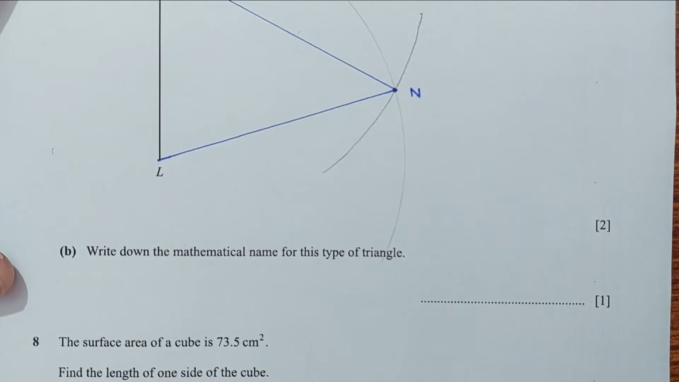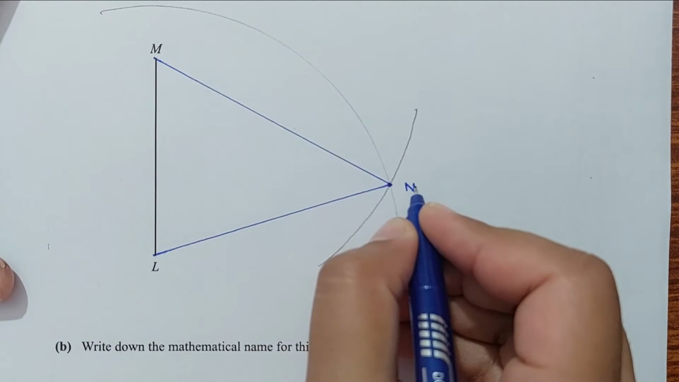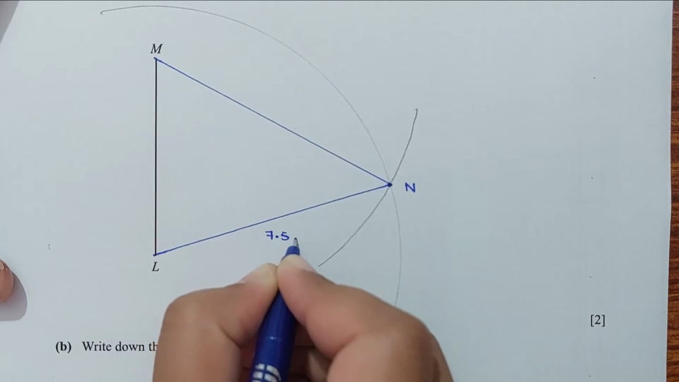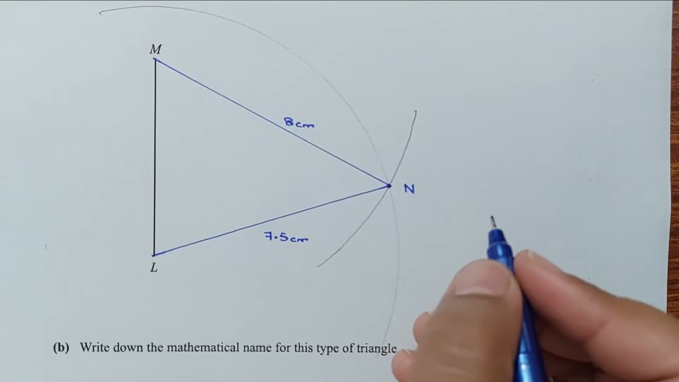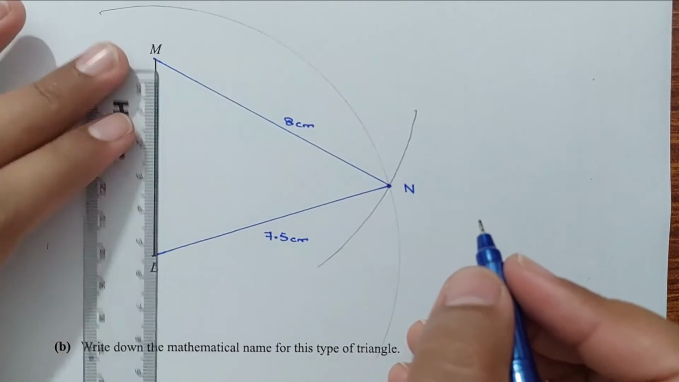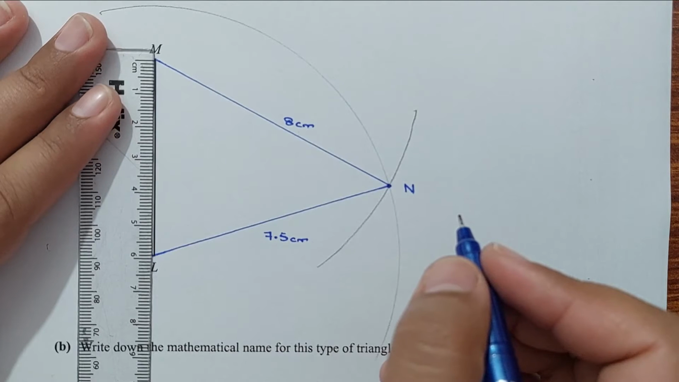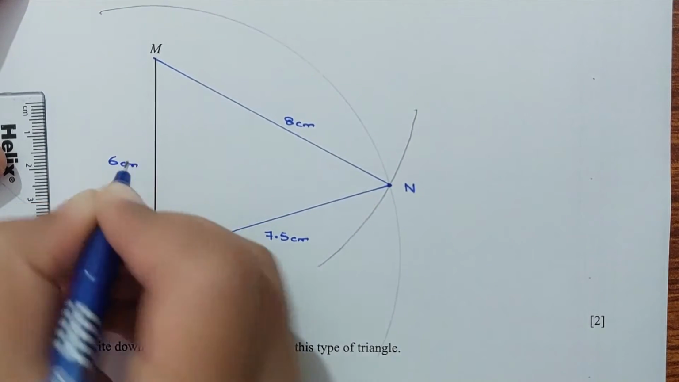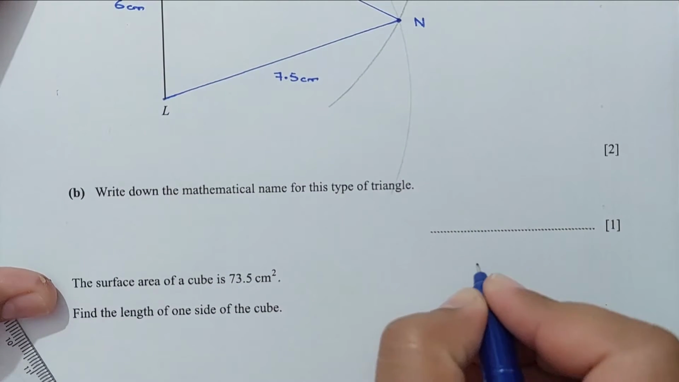Now for part B, write down the mathematical name of this type of triangle. So this type of triangle, this length L to N is 7.5 centimeters, this is 8 centimeters. And what is the length of LM? In centimeters, we can take 6 centimeters, yes. So all the three sides are not same. So this type of triangle is scalene triangle.